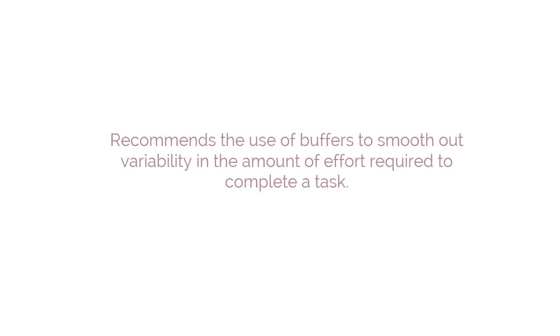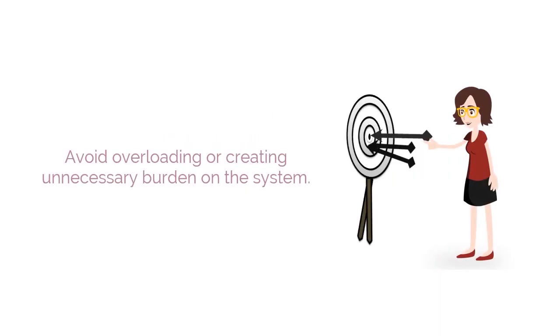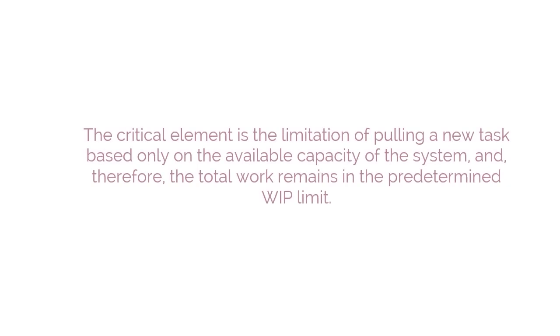The second principle is limiting work in progress, or WIP. This principle recommends the use of buffers to smooth out variability in the amount of effort required to complete a task. The aim is to avoid overloading or creating unnecessary burden on the system. The critical element is the limitation of pulling a new task based only on the available capacity of the system, and, therefore, the total work remains in the predetermined WIP limit.